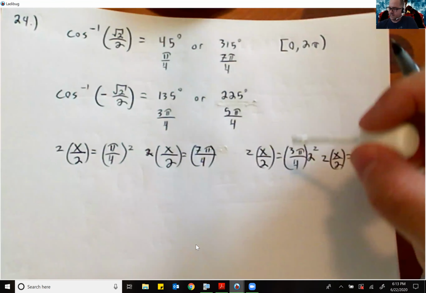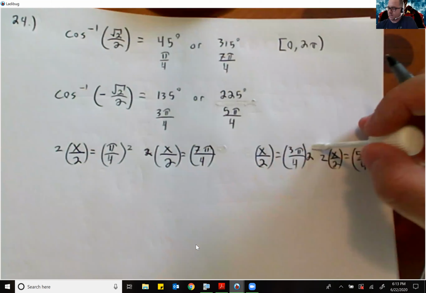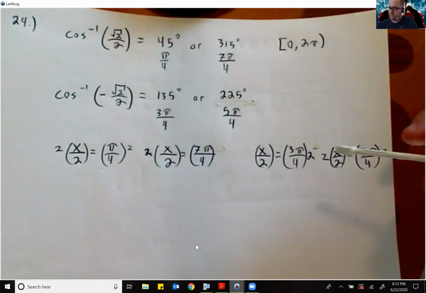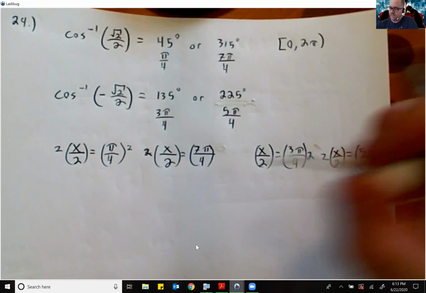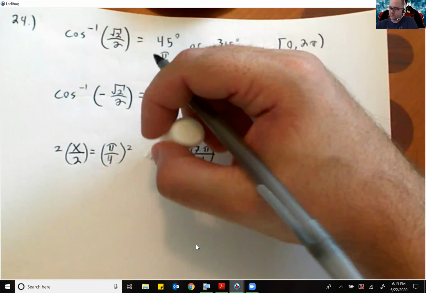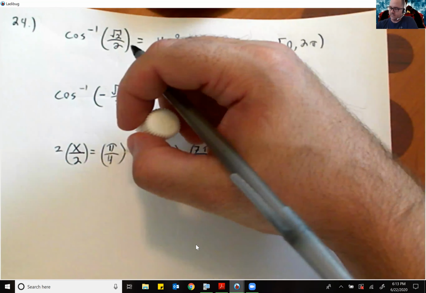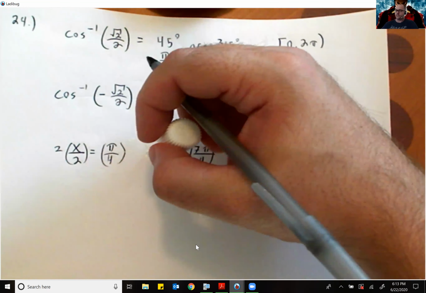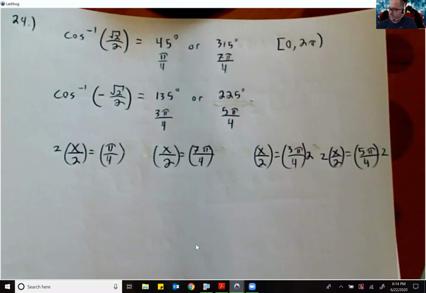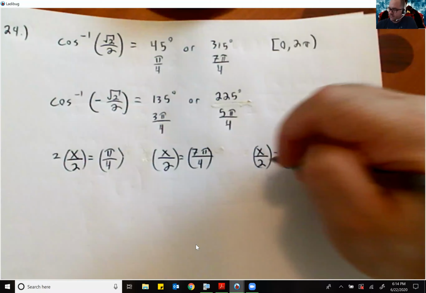Sorry about all my messes. Again, this is why we don't write in pen. But I do this because I'm making an answer key, so I want it solidified. All right. So again, we're multiplying both sides by 2.